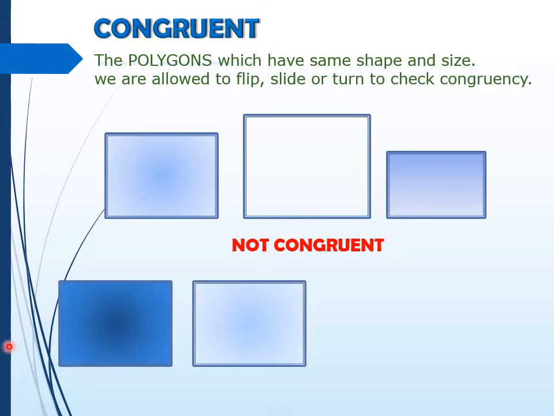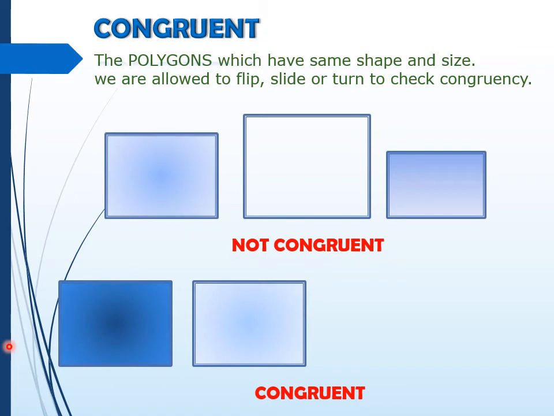If we look at more examples, we can see these two rectangles again. We can see that the shape is definitely the same, and the size also seems equal. So we can say that they are congruent to each other.